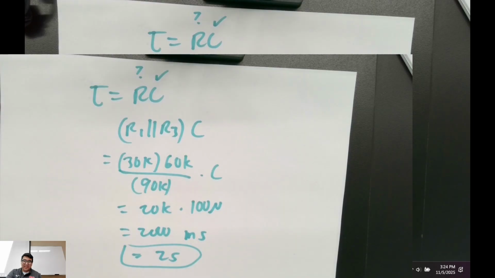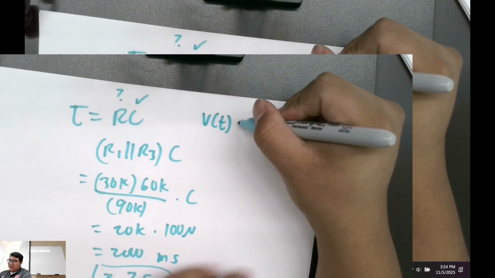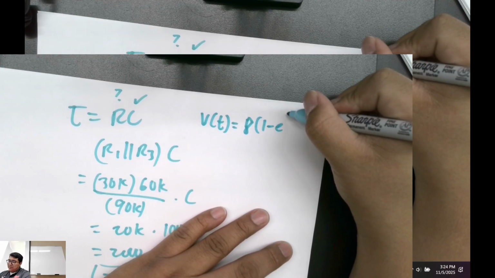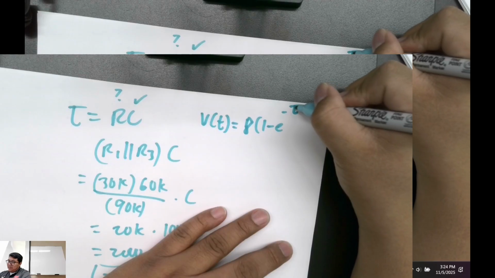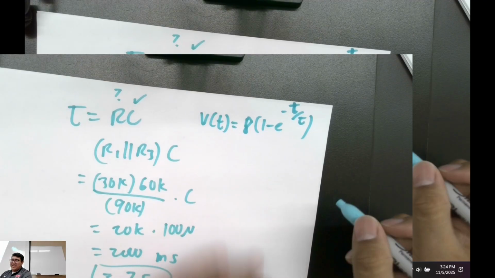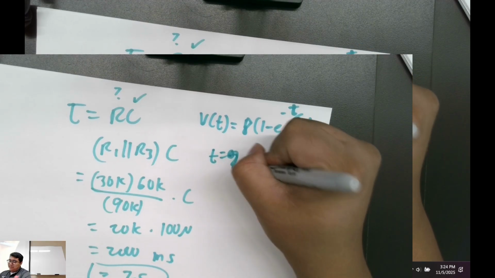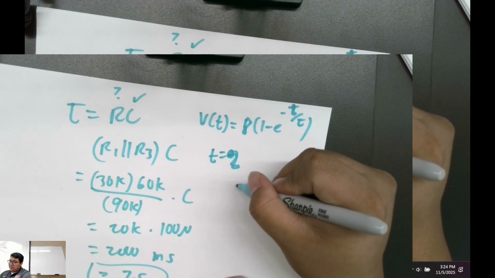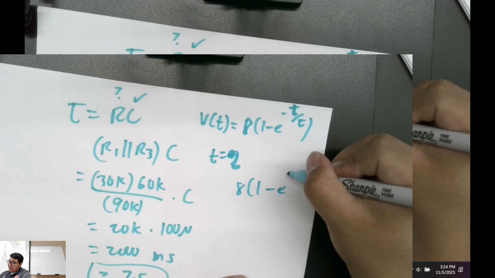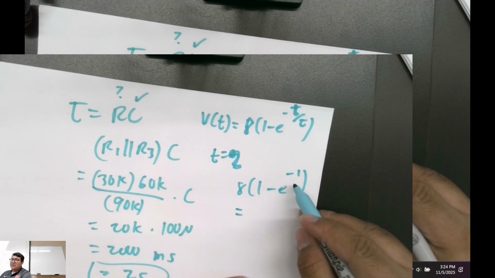I'm going to do the following. We just said V of t is equal to 8 times 1 minus e to the minus t over tau, right? But we just said tau is equal to 2 seconds. So that means if t is equal to 2, it should be 1 minus e to the minus 1, right? Is that good?